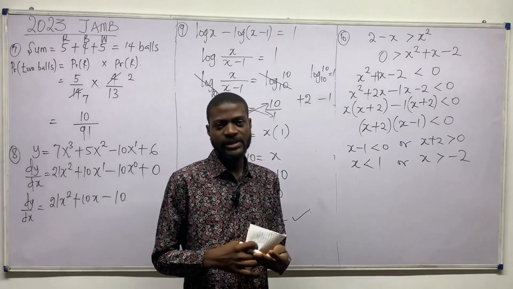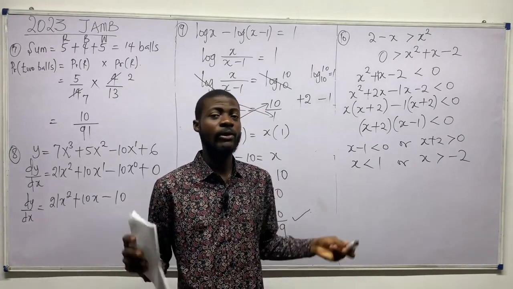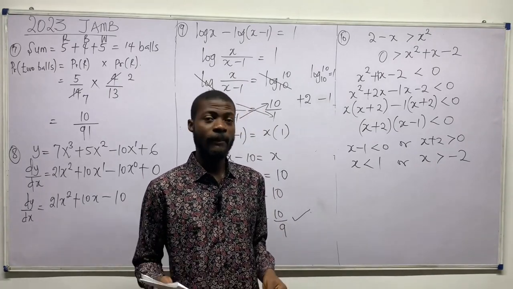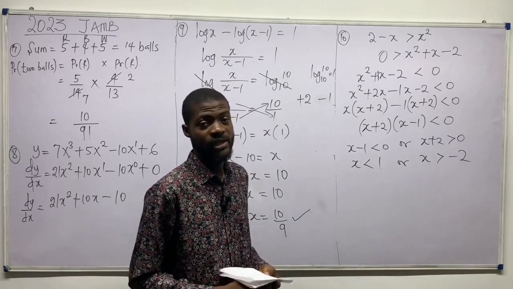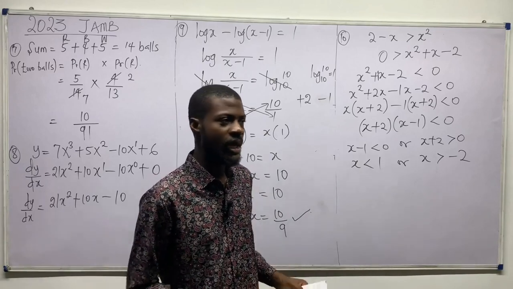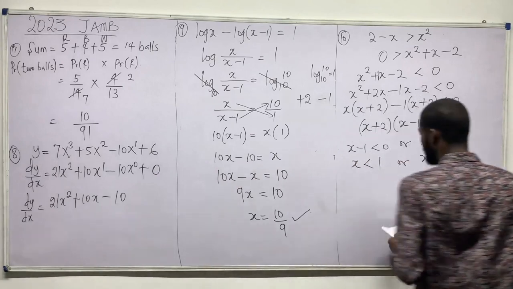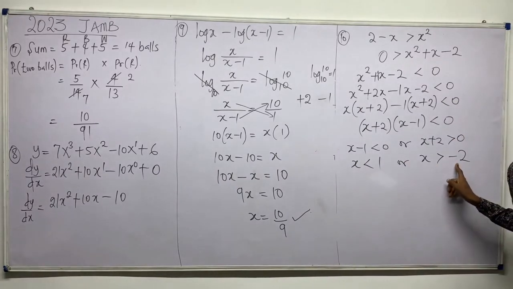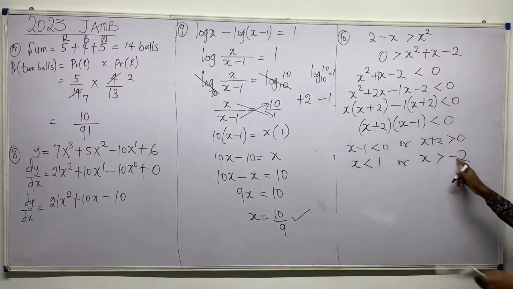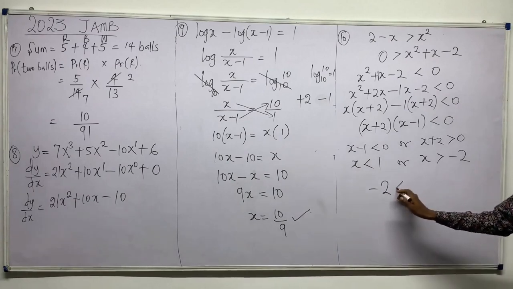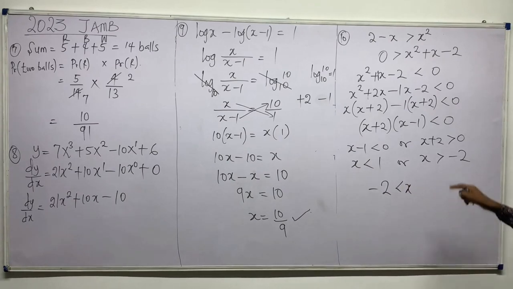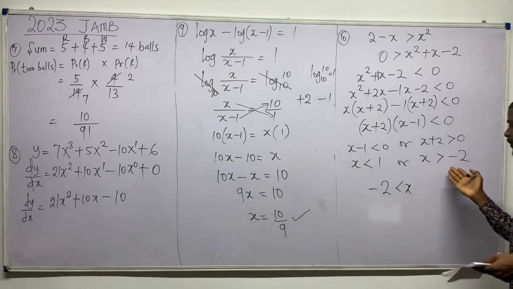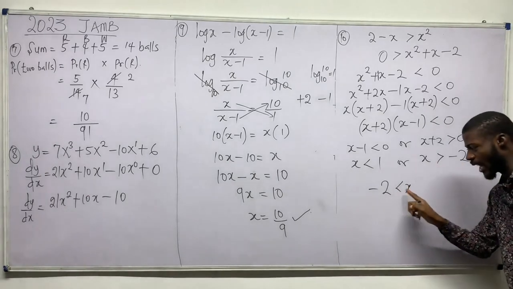But for some reasons, if you want a complete solution, you can combine the inequalities. You can combine the inequalities and have a complete solution. So let us see and combine these solutions. 1 and minus 2. Minus 2 is much, much smaller. So I have to write minus 2 less than x. Look at it this way. If x is greater than minus 2, that means x is bigger than it. It means minus 2 is smaller than x.